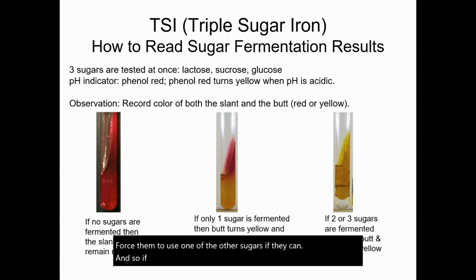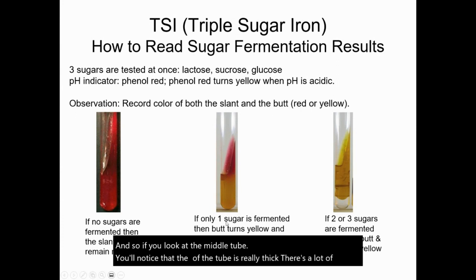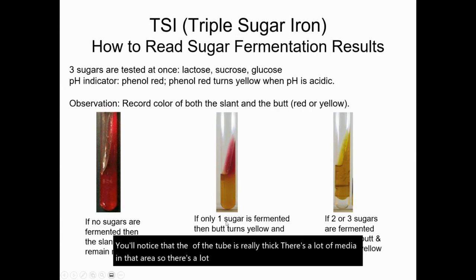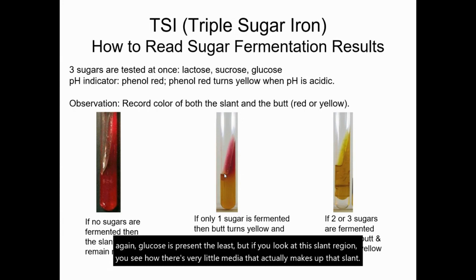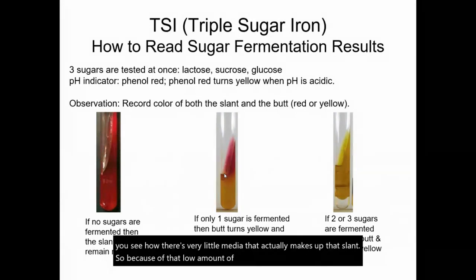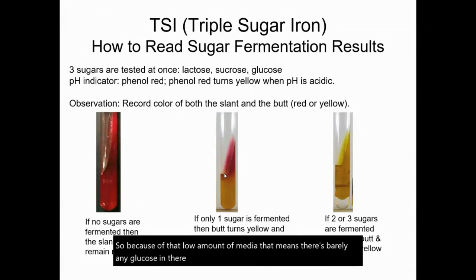And so if you look at the middle tube, you'll notice that the butt of the tube is really thick. There's a lot of media in that area. So there's a lot of glucose, lactose, and sucrose. Although again, glucose is present the least. But if you look at this slant region, you see how there's very little media that actually makes up that slant. So because of that low amount of media, that means there's barely any glucose in there at all.